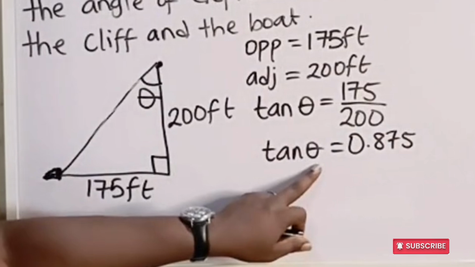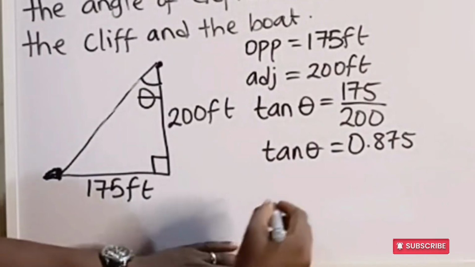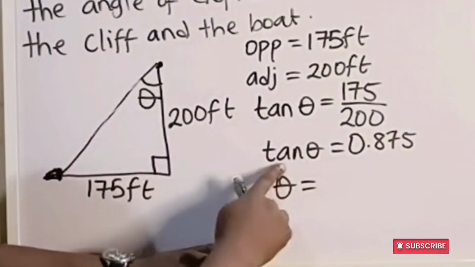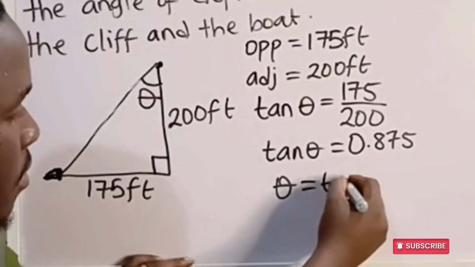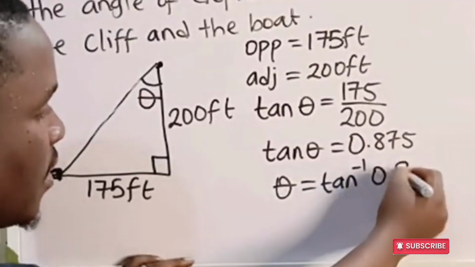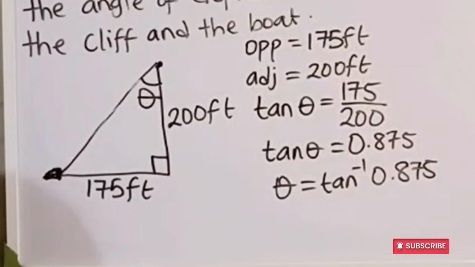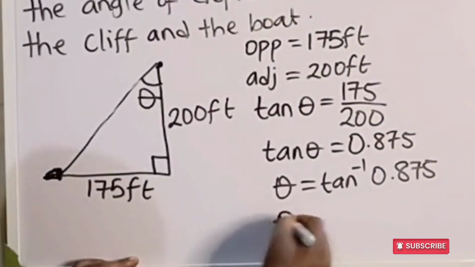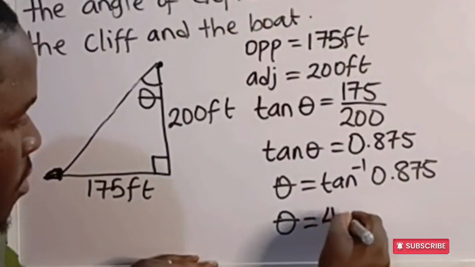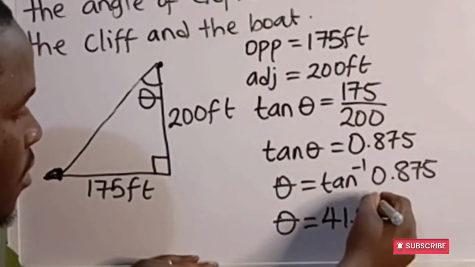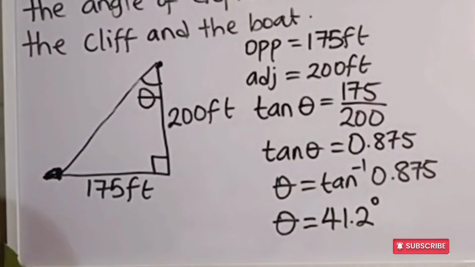So 0.875. We are trying to get theta, which is the angle of depression. So theta is equal to, tan is going to move over this way, and when it crosses over the equal to sign, it's going to change to tan inverse. Tan inverse of 0.875. So what would that be? Tan inverse of 0.875. What are we going to get? Theta is equal to 41.2 degrees. So that gives us the angle of depression, 41.2 degrees.